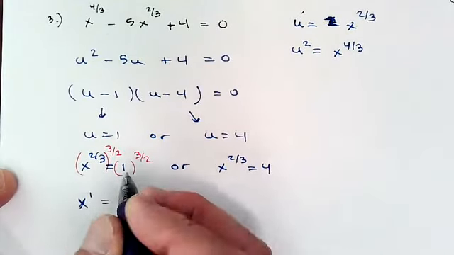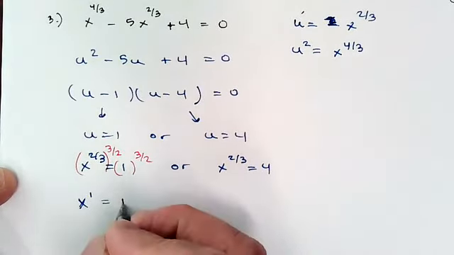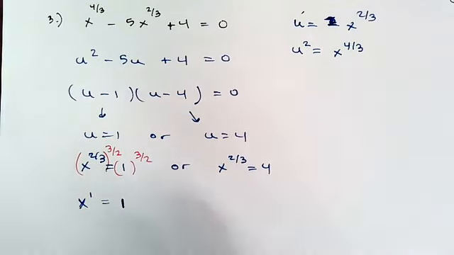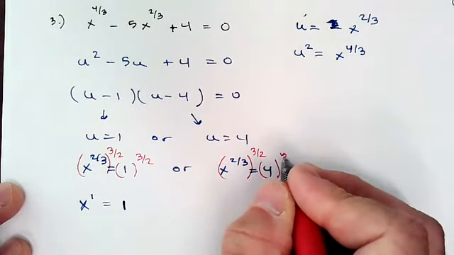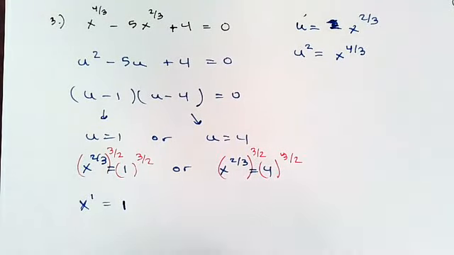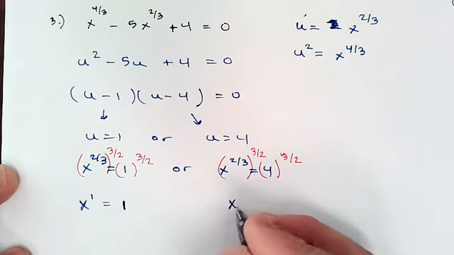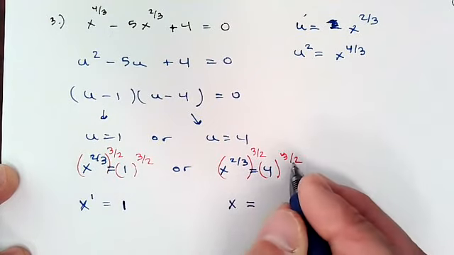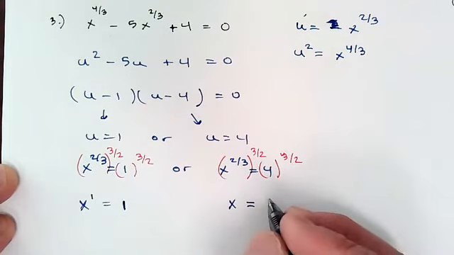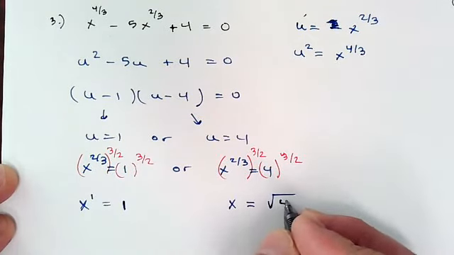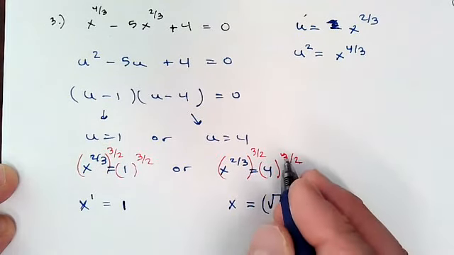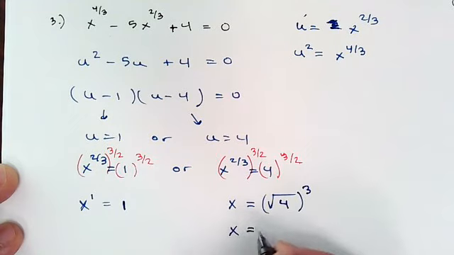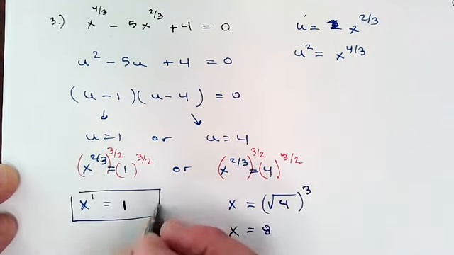Now, 1 to any power is 1, so 1 to the 3/2 is 1. That's my first answer. But for the second one, if I do the same thing, this is going to give me x to the first. A number to a fractional exponent, 4 to the 3/2, means I want to take the square root of 4 and cube my answer. The bottom number tells me the root. This tells me to cube my answer. Square root of 4 is 2. 2 cubed is 8. So these would be my two solutions.